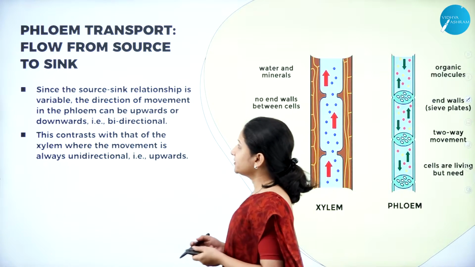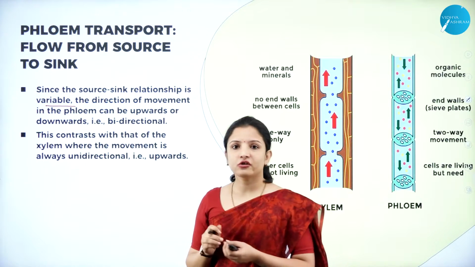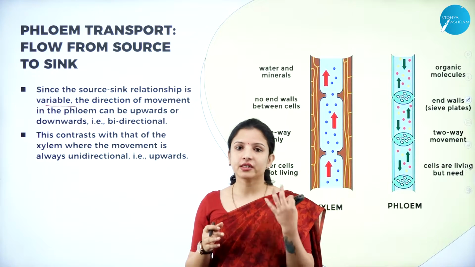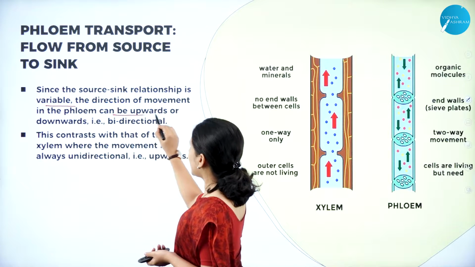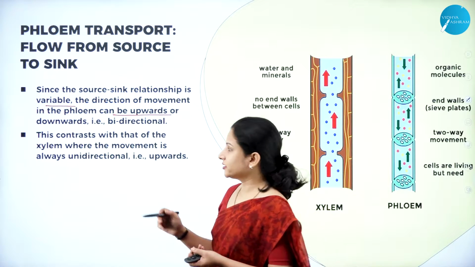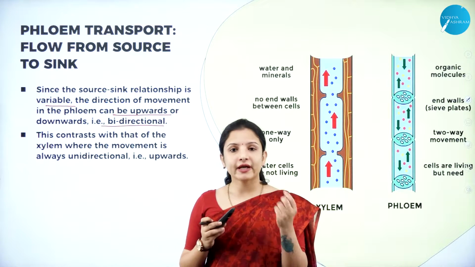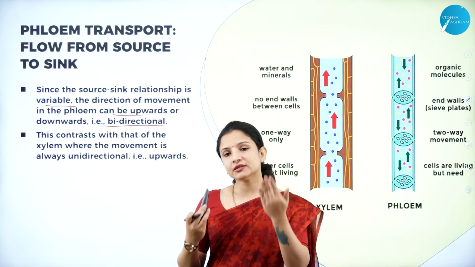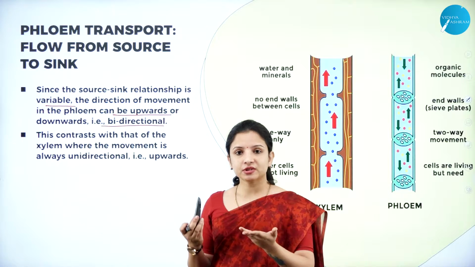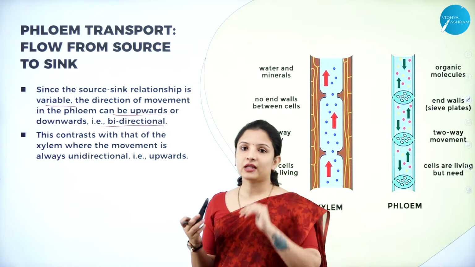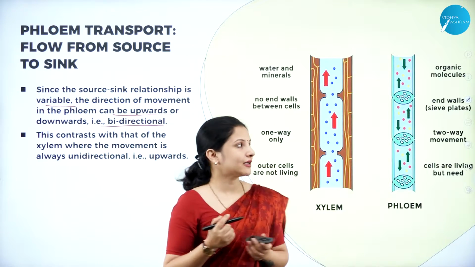And since the source and the sink relationship is variable, the direction of movement of the sucrose in the phloem can also vary. So sometimes in the phloem they can have upward or downward movement, that is, the movement of sucrose can be bidirectional. Why? Because in some seasons the leaf will act as a source and the root will act as a sink. In some seasons, the root will act as a source and the leaf will act as a sink, right? So therefore, the movement will be bidirectional. In two directions, it can go.